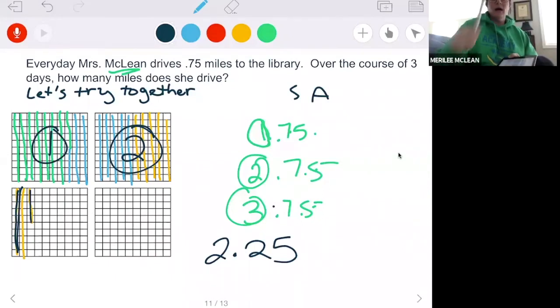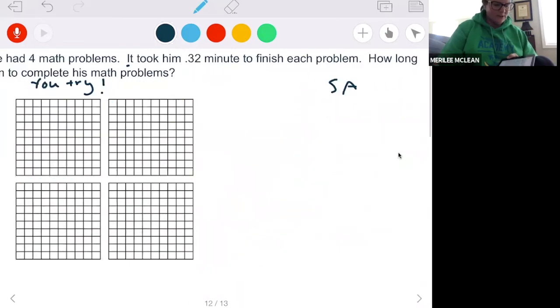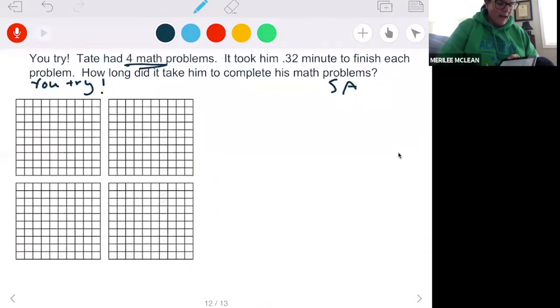Okay. So now you have another opportunity. You ready, Saisha? Did you study it? Okay, here we go. We're just doing repeated addition. You try. Tate had 4 math problems. It took him 32 hundredths of a minute to finish each problem. How long did it take for him to complete his math problems? So you have 4 groups of 32 hundredths. So I need to see you write an equation too. I should have been doing that. So 4 groups of 3200s.